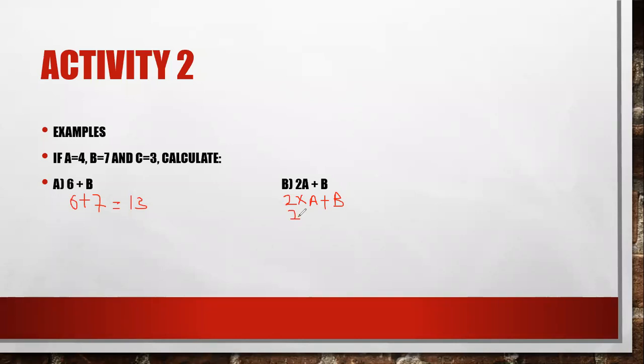Then we substitute, saying 2 times 4 plus 7. Okay. Then we carry out BODMAS. We said that multiplication comes first. So the answer is 8. 8. Okay. Plus 7. Which gives us 15. 15. Okay. Thank you, Gilbert. That is good.